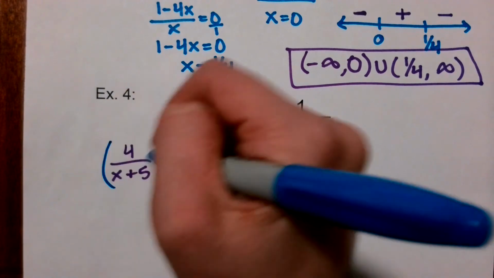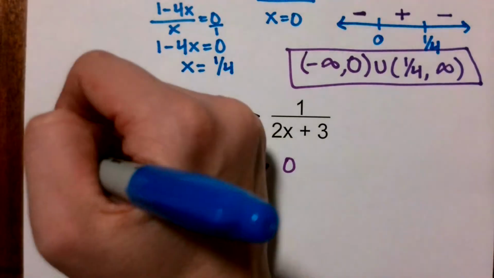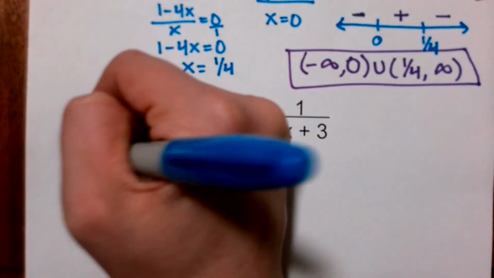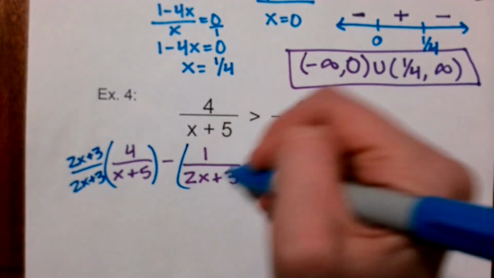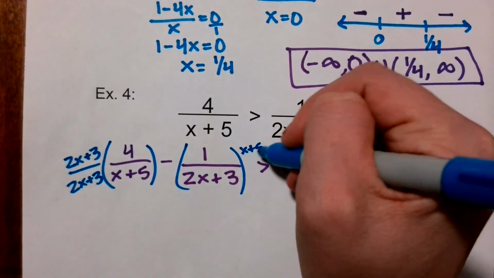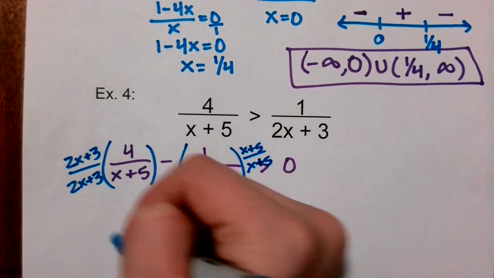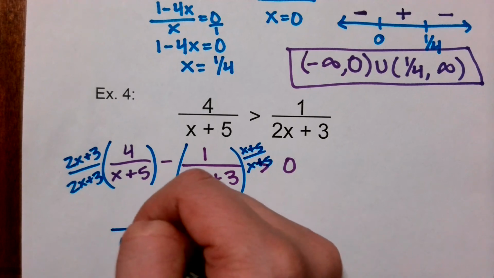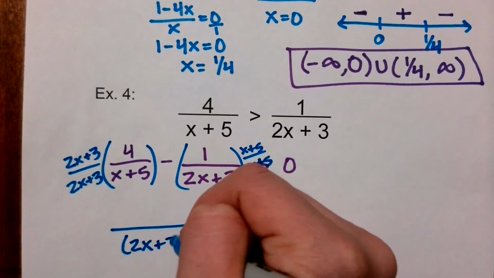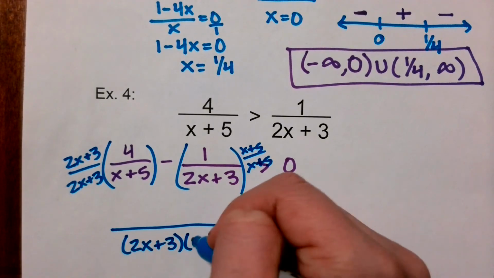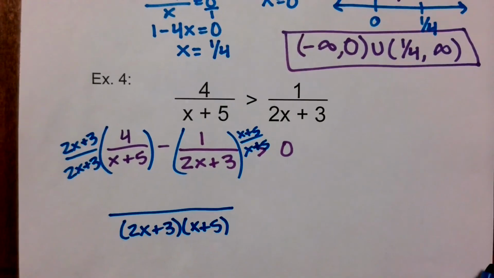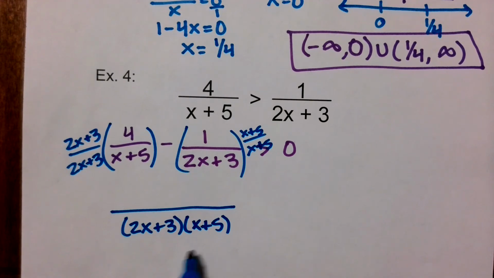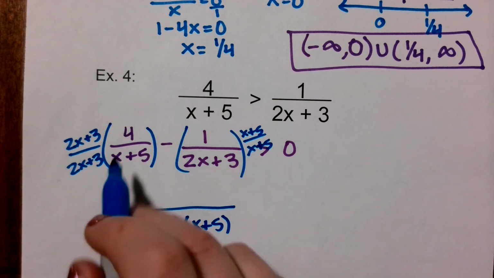And so that means I have to multiply the first fraction by this (2x + 3)/(2x + 3), and the second fraction by (x + 5)/(x + 5). So their common denominator will be (2x + 3)(x + 5). And I wouldn't multiply these together because in the end we're going to be looking for our critical values anyway, so these will give us our vertical asymptotes. So I'd leave it in factored form.